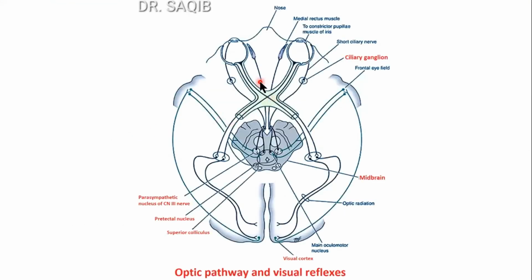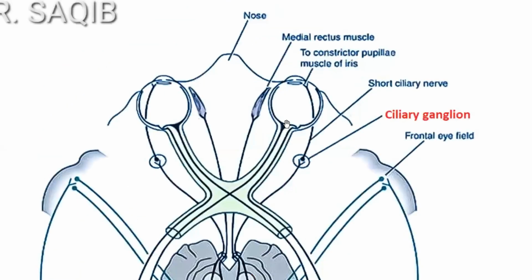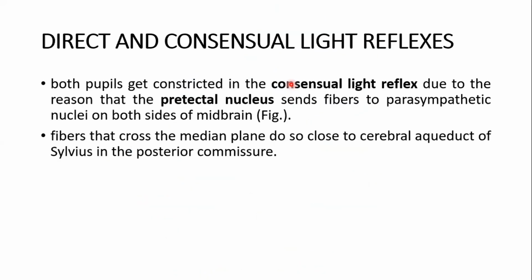Right? That I show you also in the zoom position. This is the short ciliary nerve going from the ciliary ganglion. From the ciliary ganglion, short ciliary nerves go and they act on this constrictor pupillary muscle of the iris, right? This is responsible for the light reflex, and it occurs on both eyes.